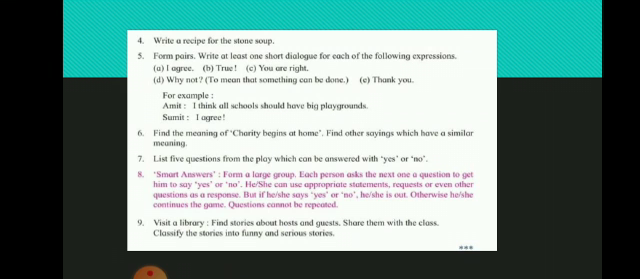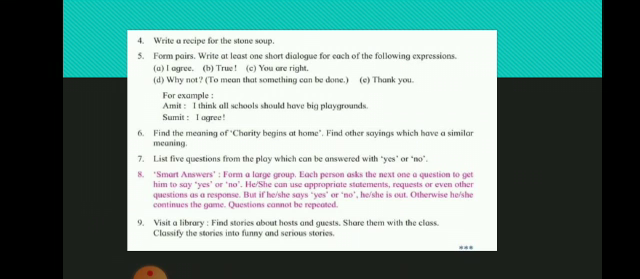Now next is number 5. Form pairs. Write at least one short dialogue for each of the following expressions. Okay, now you have to form pairs. You can do this at home or with the help of your friend. We cannot go to our friends now, but you can do it by phone. Okay, you can do this activity. So you have to form the pair and write at least one short dialogue for each of the following expressions given. You have to frame the dialogues.